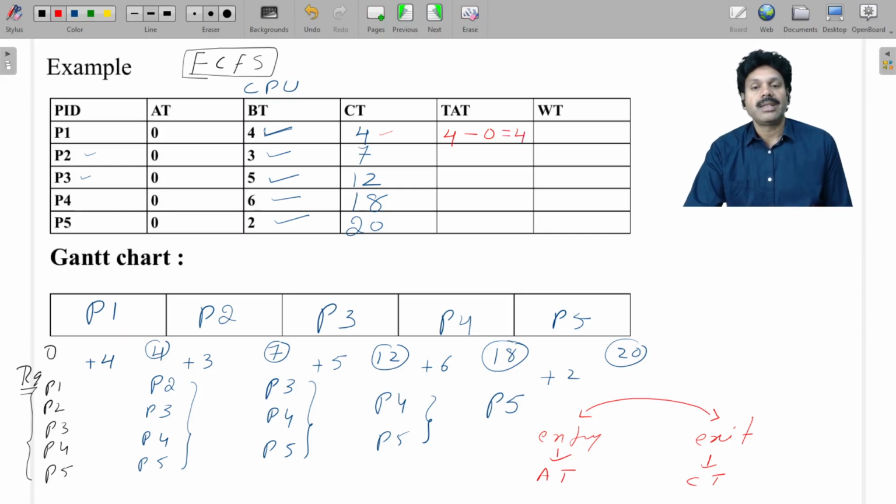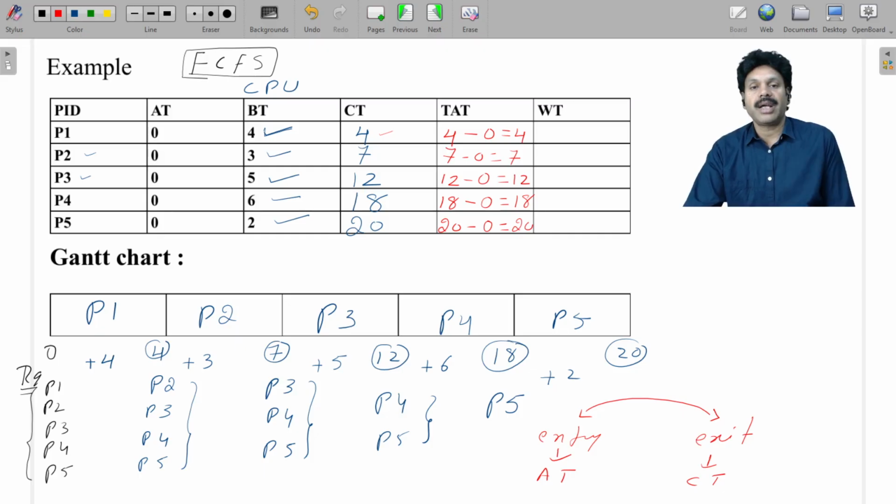And the next exit time is 7. Arrival time is 0 and its turnaround time is 7. Next, exit time is 12 and arrival time is 0, and 12 is its turnaround time. Exit time is 18 and arrival time is 0, so 18 is the turnaround time. Exit time is 20, arrival time is 0. So 20 is the turnaround time.